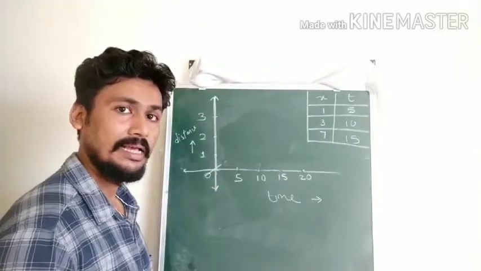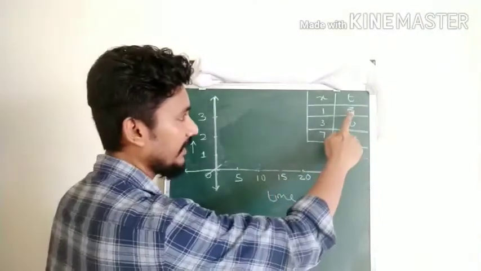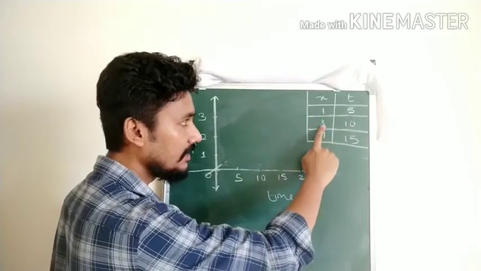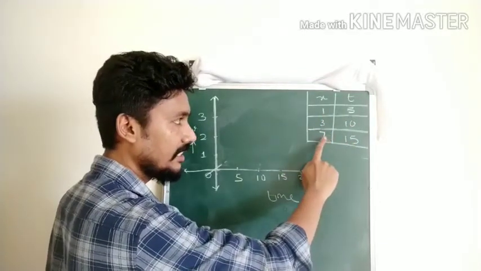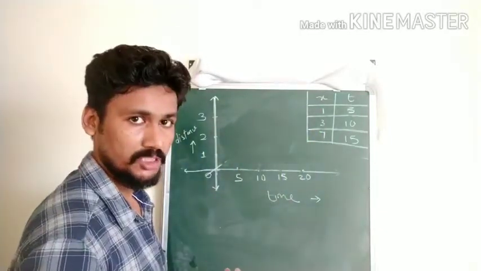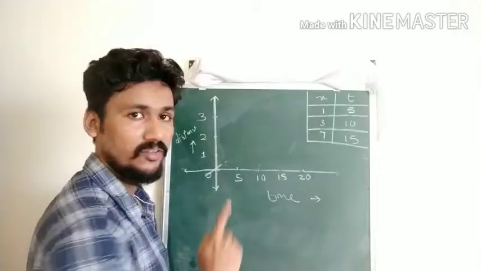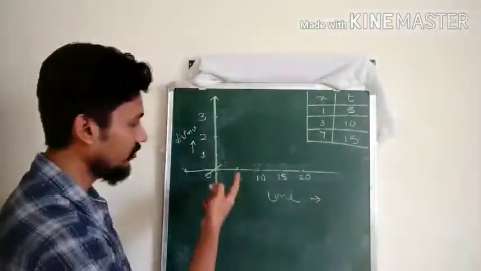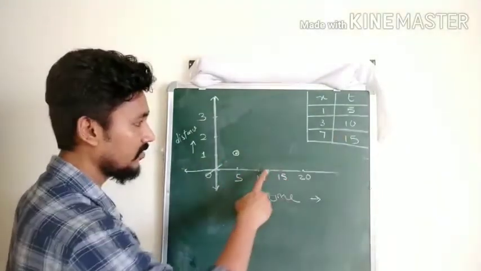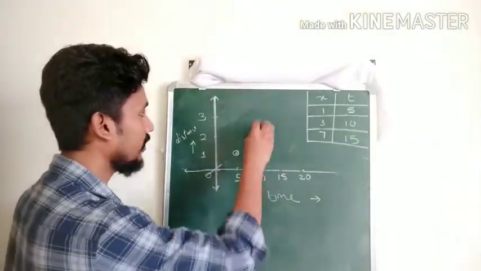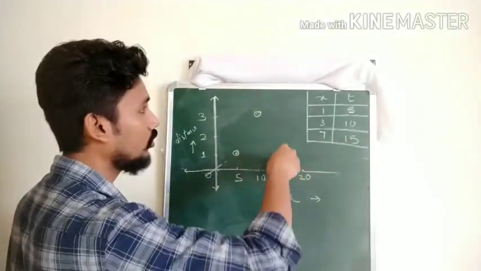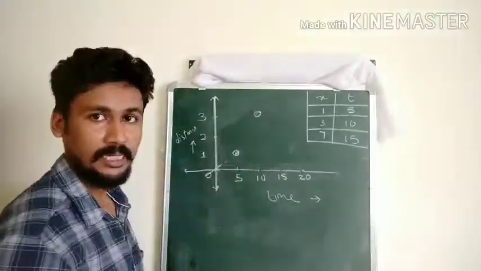Let us see a second case now. In 5 seconds the distance is 1 meter, in 10 seconds it is 3 meters, and in 15 seconds it is 7 meters. Just by observation you can see this is not a uniform motion. This is a non-uniform motion. If we plot the points, for 5 the first point comes here, for 10 the point comes to 3, somewhere over here, and for 15 the point goes up to 7, so it will be much higher.